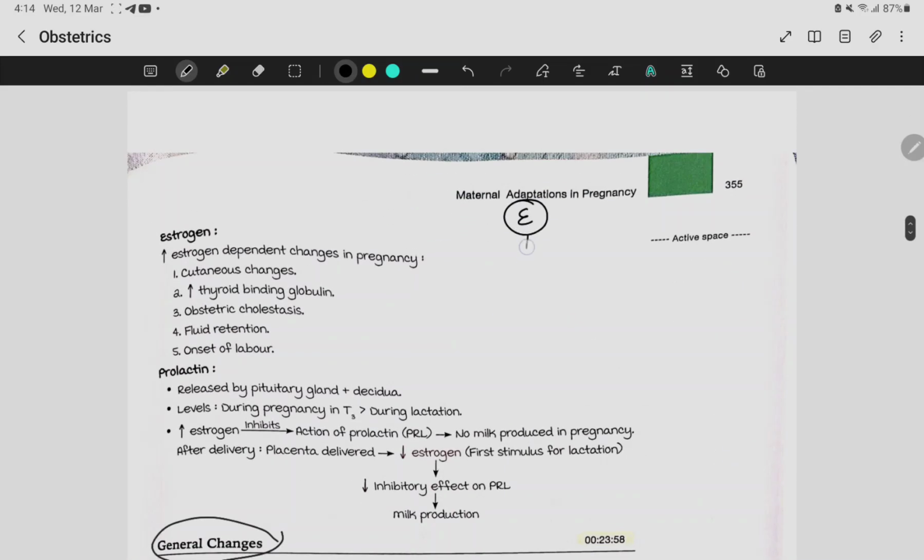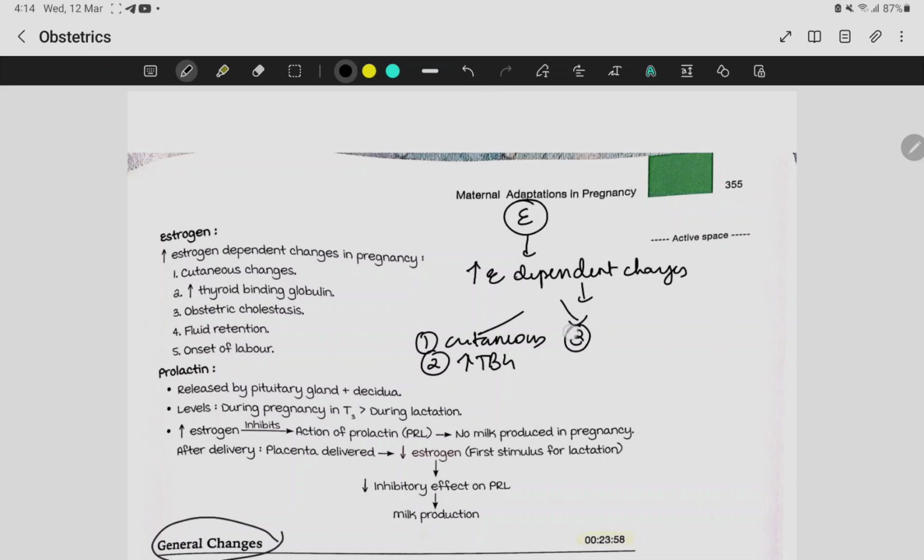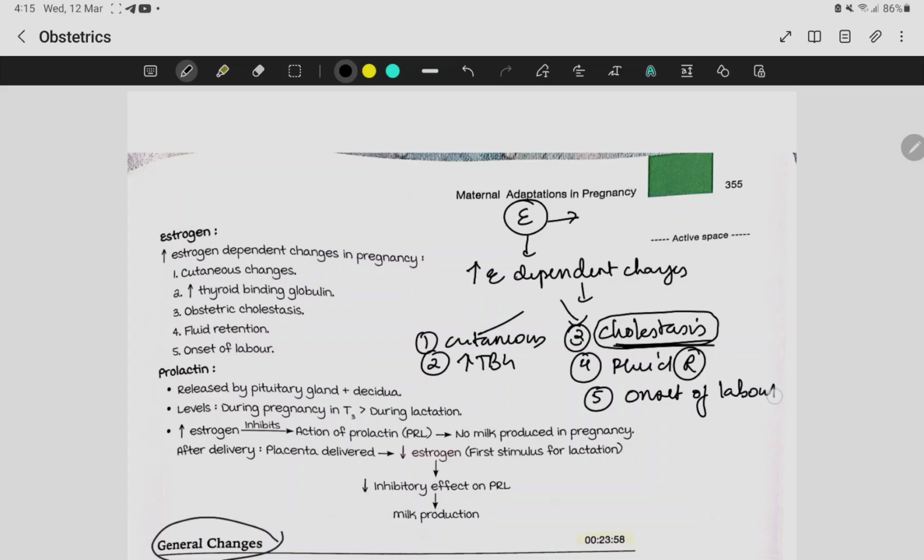Coming to the estrogen, there is an increase in estrogen dependent changes in the pregnancy. First we studied the cutaneous changes, right? Already we studied that, and there is also an increase in TBG, that's thyroid binding globulin, and also there is cholestasis. Estrogen decreases the motility of the bile. Because of that, there is increased cholestasis, and also there will be fluid retention, and also there will be onset of labor after certain weeks.